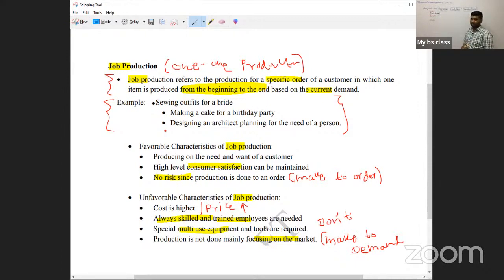So there are no such discounts for you because you will be purchasing only the required amount of materials only for that product, for that order.